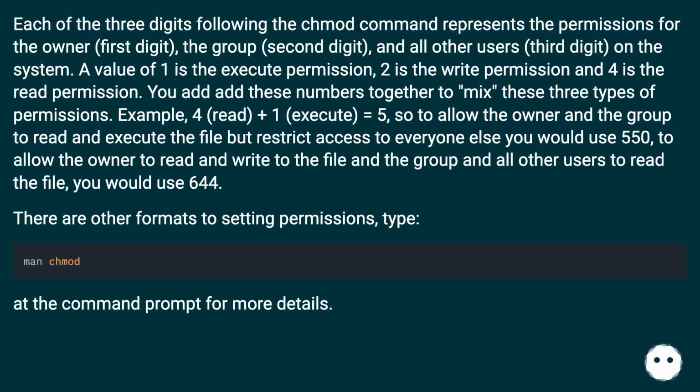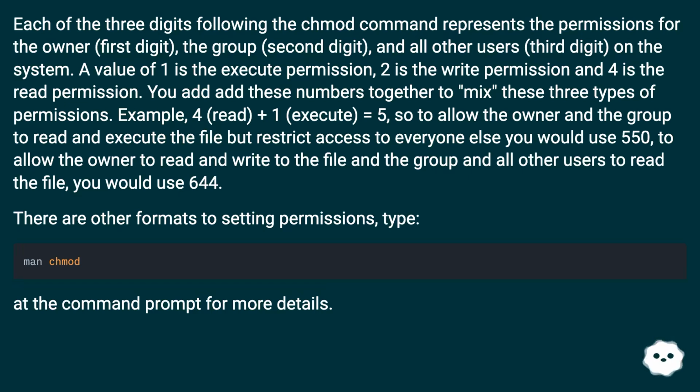Each of the three digits following the chmod command represents the permissions for the owner (first digit), the group (second digit), and all other users (third digit) on the system. A value of 1 is the execute permission, 2 is the write permission, and 4 is the read permission. You add these numbers together to mix these three types of permissions.